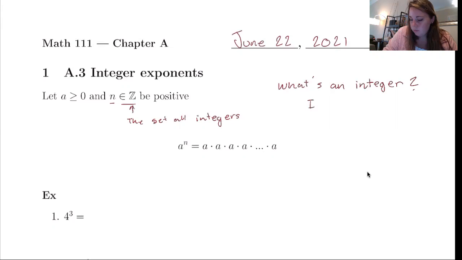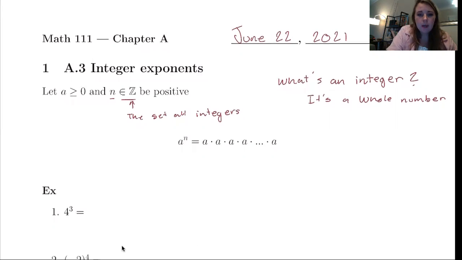It's just a whole number. And it can be negative, it can be 0, it can be positive. It's just not a decimal. 1, 2, 3, -1, -1 million. But 1/2, no, not an integer. So just a whole number. Alrighty.